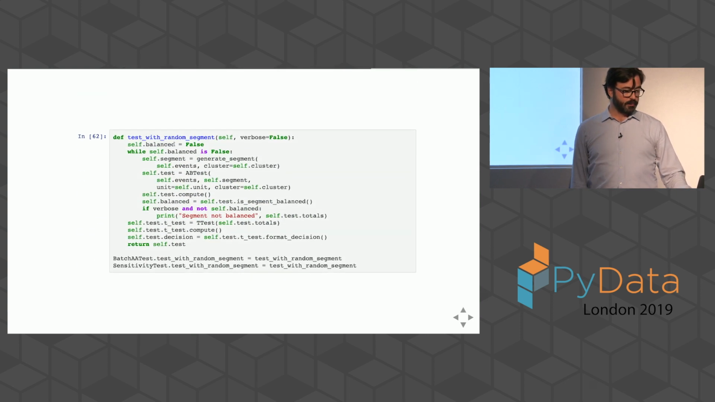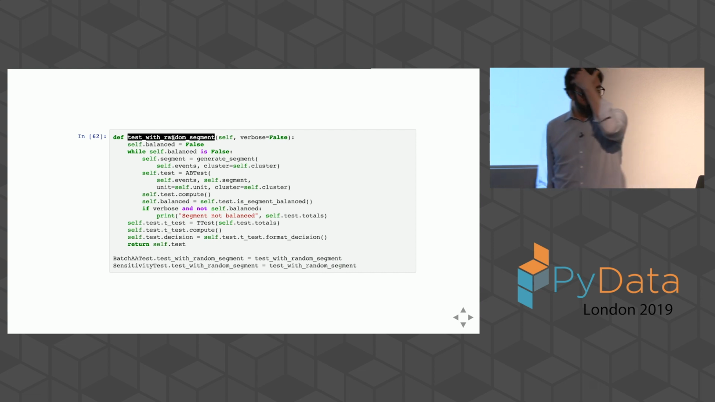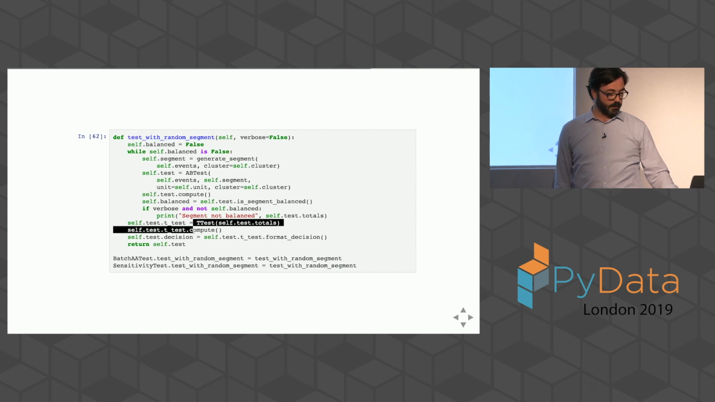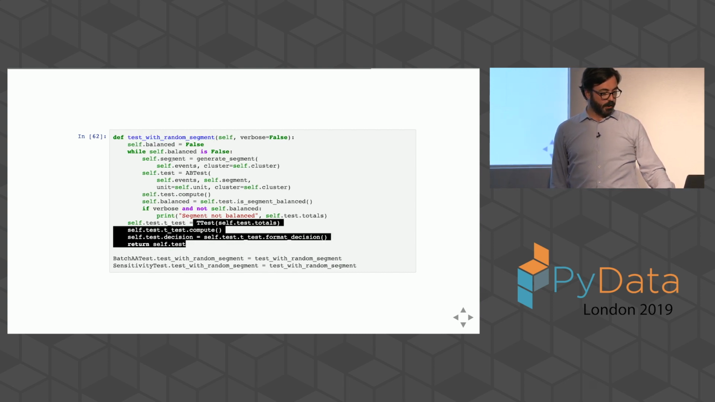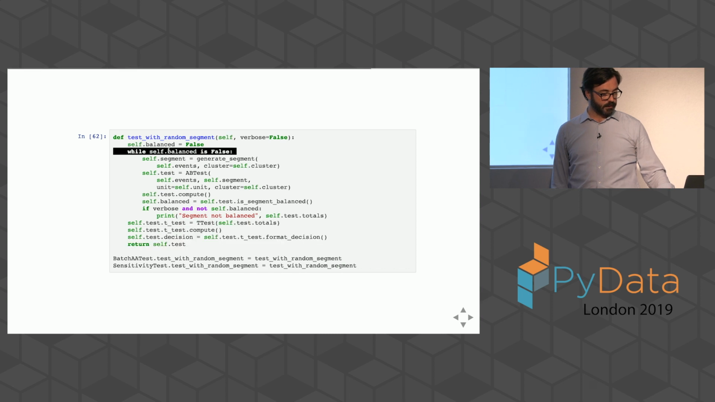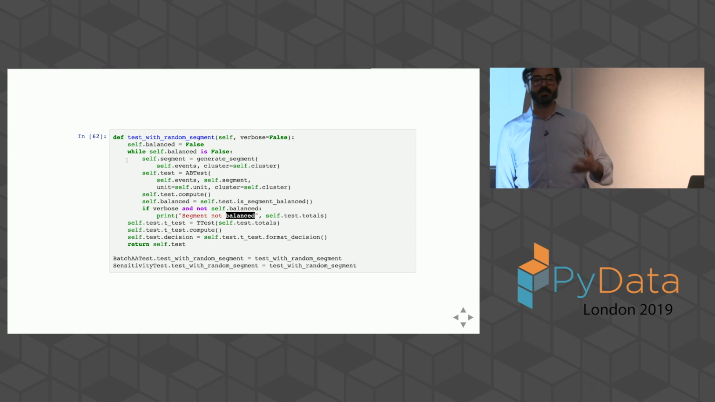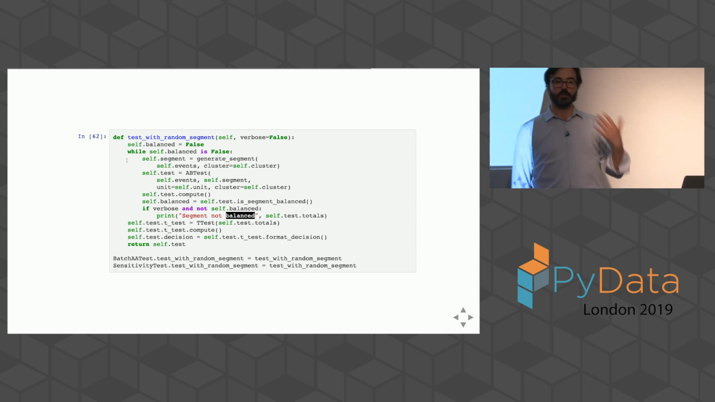So you modify the test with random segment, which is the key method we've been using so far. Rather than just go through assigning the test and move forward, you try to check if it's balanced. You generate a segment, you run the test on that segment, you compute the value, and you check if the test is balanced. And if it's not balanced, well, if you're verbose, you can output it. But basically, you try again from that loop. So that is a way to hard code controls on your checks.